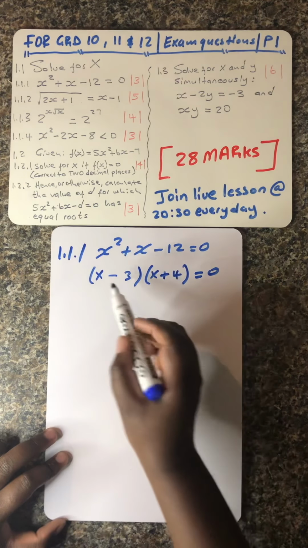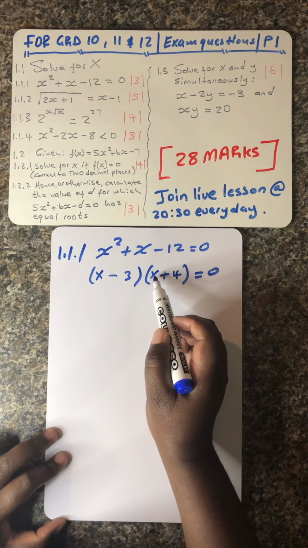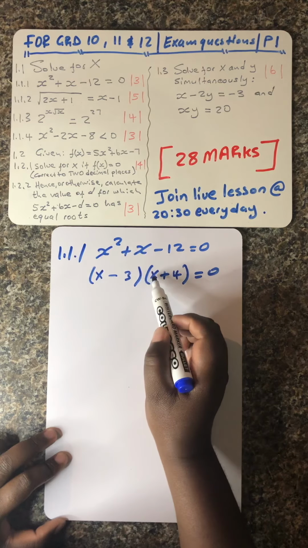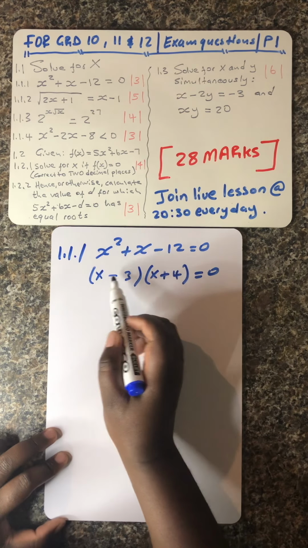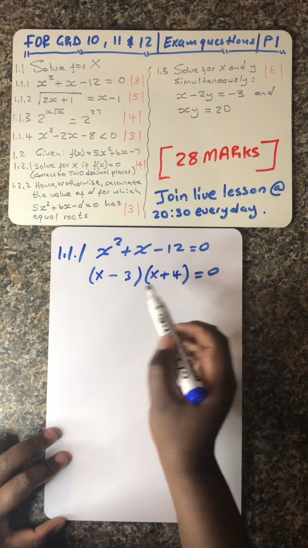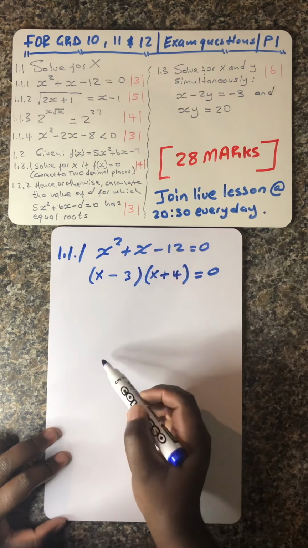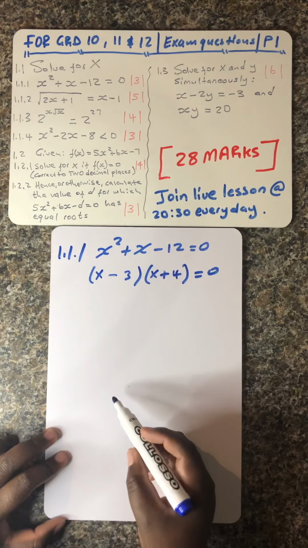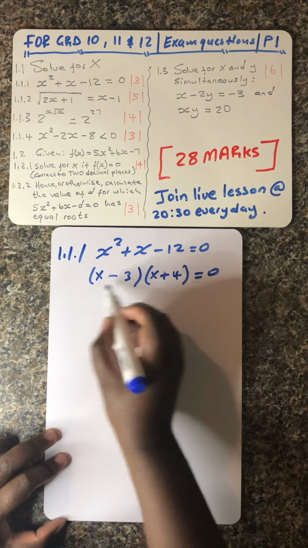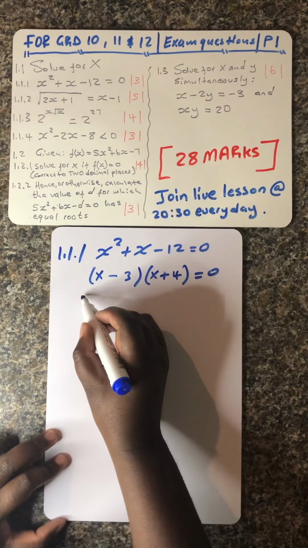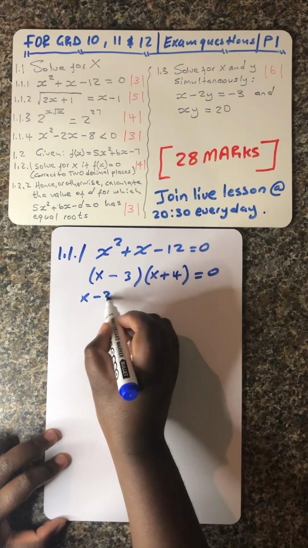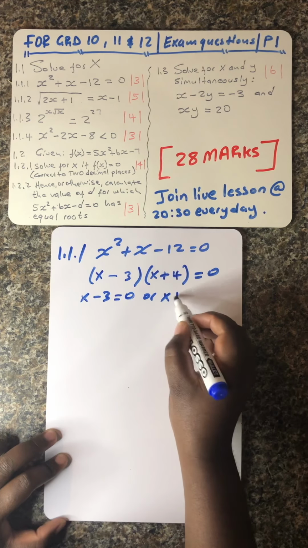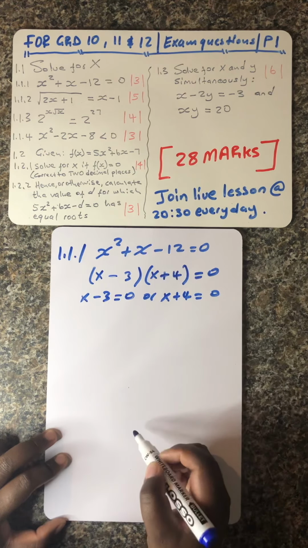So just to test it, guys, if you say x times x, it's x squared, x times 4, it's 4x, 3 times x is 3x, which is minus 3x, then obviously 4 minus 3, it gives you that positive 1. And then negative 3 times 4 gives you negative 12. So that confirms that these factors are correct. You obviously know your last stage is just to equate this to 0, or x plus 4 is equals to 0.